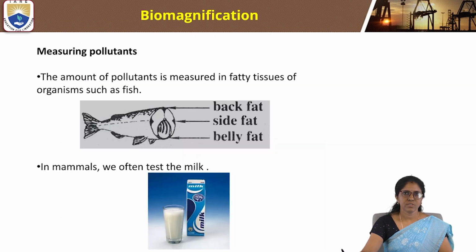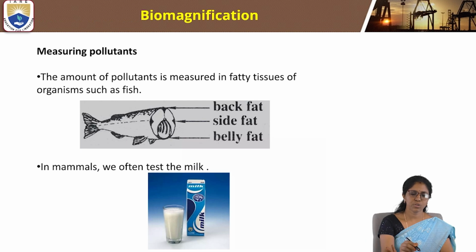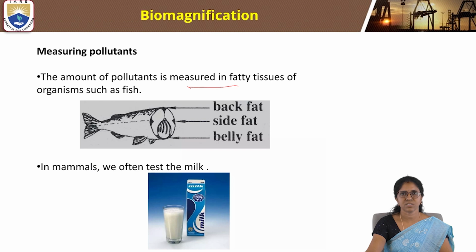So how to measure the pollutants? The amount of pollutants is measured in the fatty tissues of organisms such as fish. To measure pollutants in fish, we have to take fatty tissues from the fish. In mammals, we often test the milk of the mammals.